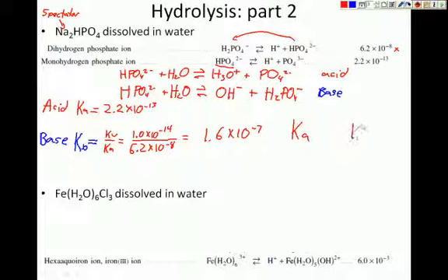Now what we simply have to do is compare Ka and Kb. Our Ka, again, is 2.2 times 10 to the minus 13, and our Kb is the number we calculated, 1.6 times 10 to the minus 7. Which number is bigger? Kb is a lot bigger. Kb is greater than Ka. And therefore, what kind of solution is this going to make? It's going to form a basic solution.